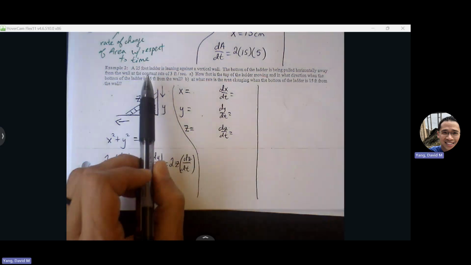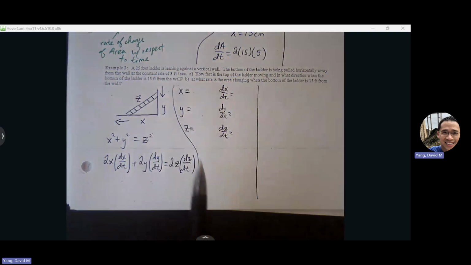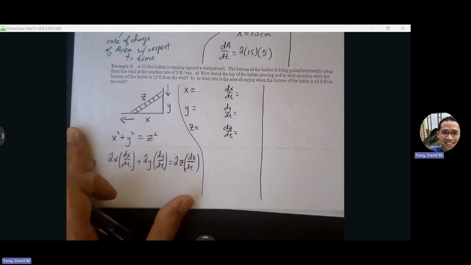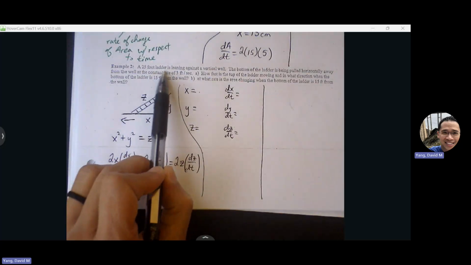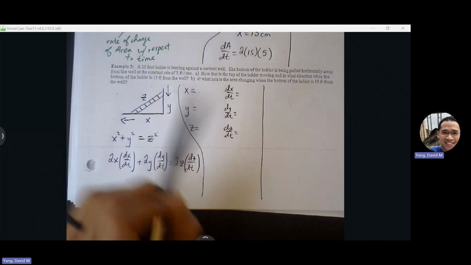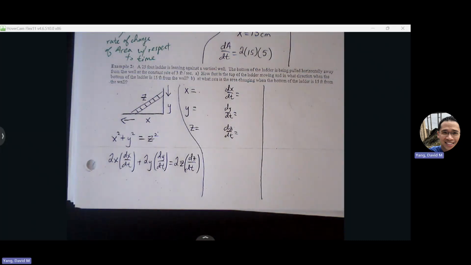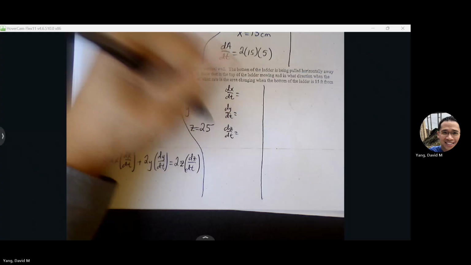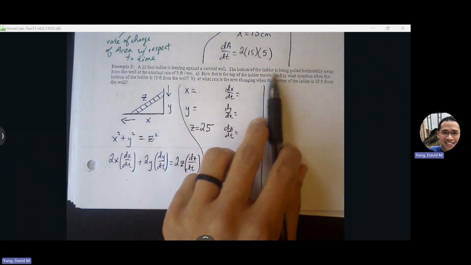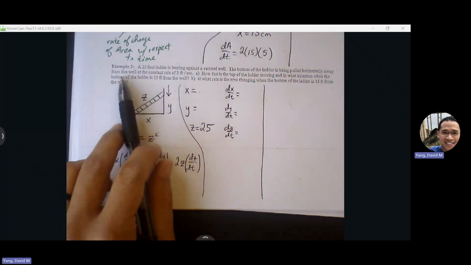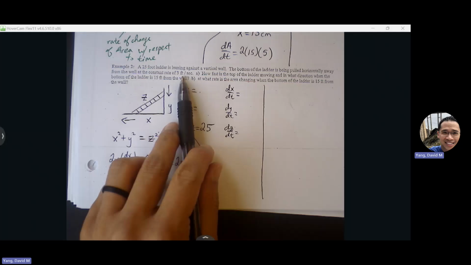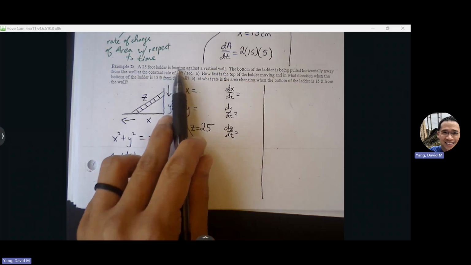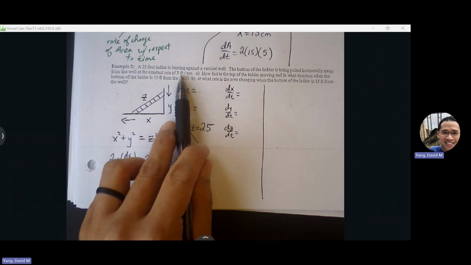All right, so let's reread the problem and see if we can start assigning values to these variables. A 25-foot ladder is leaning up against a vertical wall. So we're going to put that 25 for z. The bottom of the ladder is being pulled horizontally away from the wall at a constant rate of 3 feet per second. What do you think this 3 is going to relate to?